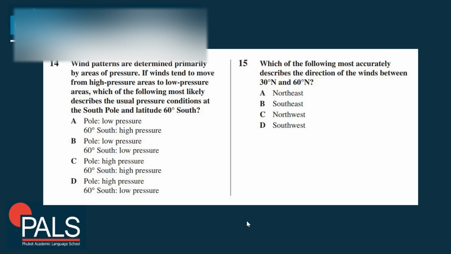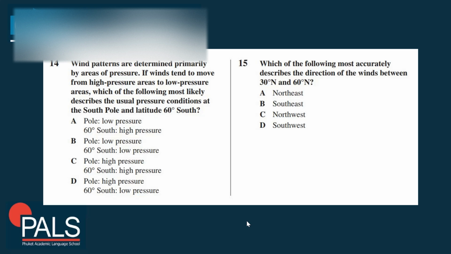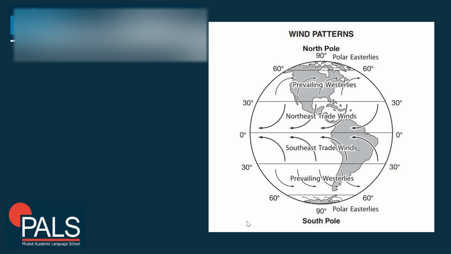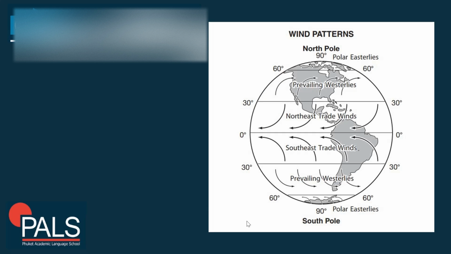That's it. Which of the following most accurately describes the direction of the winds between 30 degrees north and 60 degrees north? This one we're looking for directions. So keep in mind we're looking for which direction. So you're looking for 30 degrees north and 60 degrees north. Which direction are the winds moving? And the winds are moving northeast. You can see here that the arrows are moving up and to the right side.